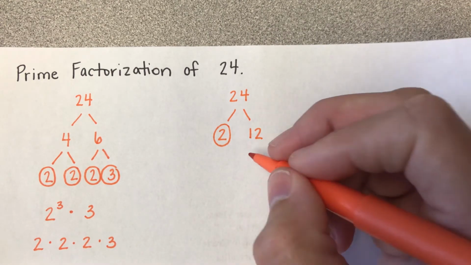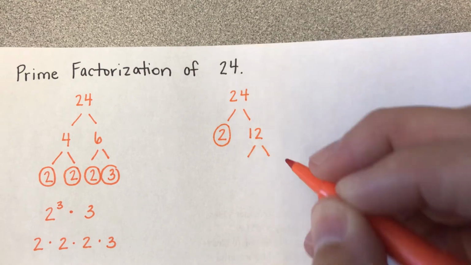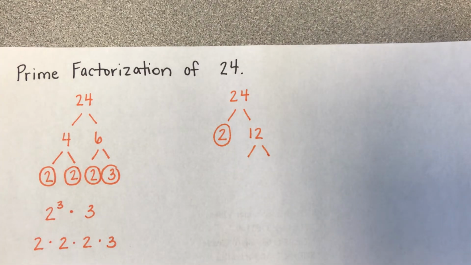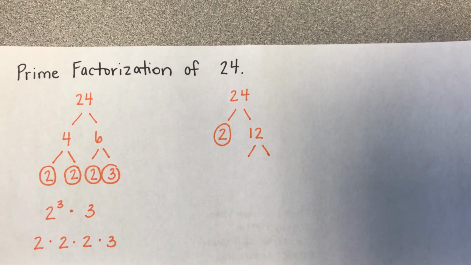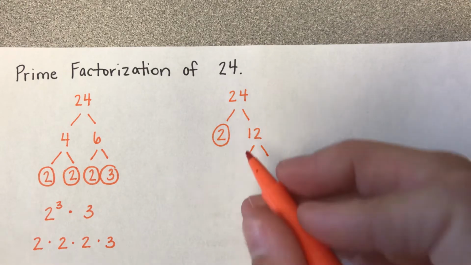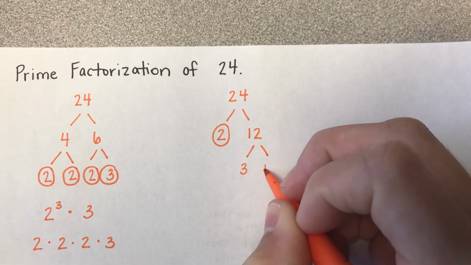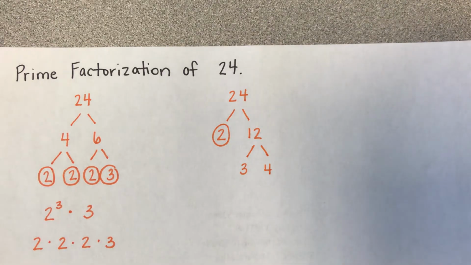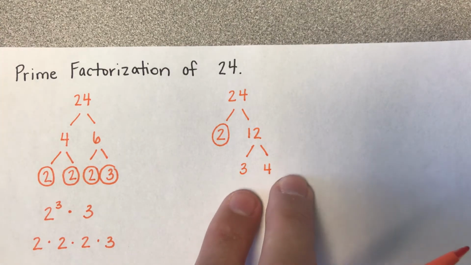12 is not prime. I can break 12 down. Okay, now once again, there's more than one thing that 12 can be broken down into, but it's not going to matter because you can do it either way. First thing that comes to my mind with 12 is 3 and 4. If you pick 2 and 6, that's totally fine as well. Okay, so there are my branches.